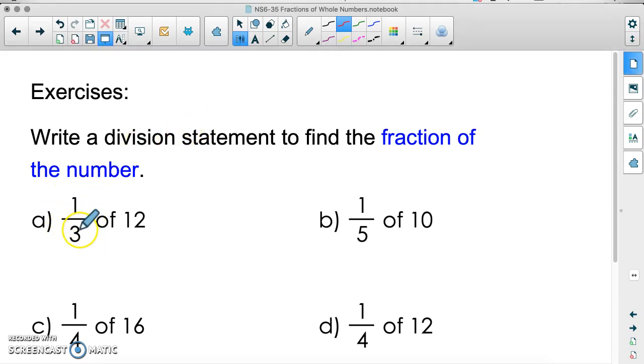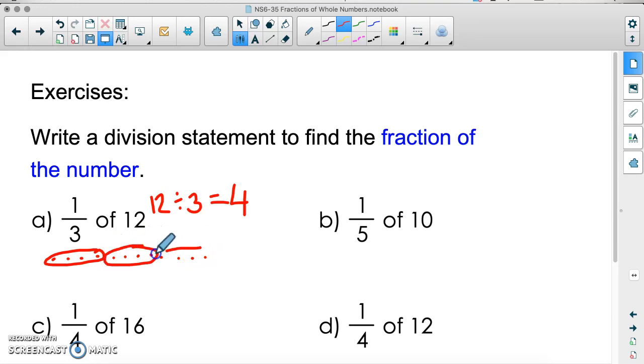So let's do A together. We want to find 1/3 of 12. So what that means is we're going to do 12 divided by 3, our denominator. So we can say that 1/3 of 12 is equal to 4. This would look the exact same if we drew the picture. So if we had 12 dots, we're going to divide them into 3 groups. You would still find that there would be 4 dots in each group.